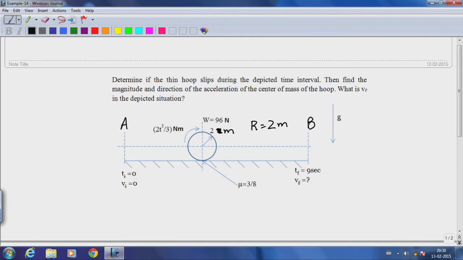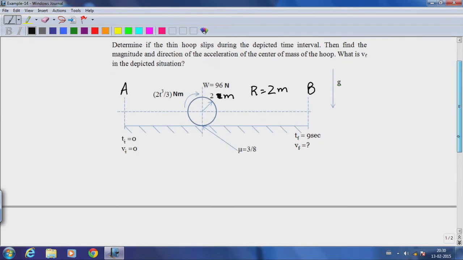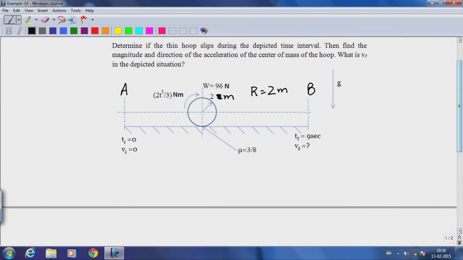We are told that it reaches a point B some distance away at a time Tf equals 9 seconds. We are asked to find the final velocity, and we are asked to determine if the hoop would have slipped in this interim time. Okay, so, the only way to find if a hoop slips is to calculate the friction force necessary to keep the hoop from slipping, and then compare that necessary friction force to the maximum possible friction force that is available. Okay, so, let us do that calculation.